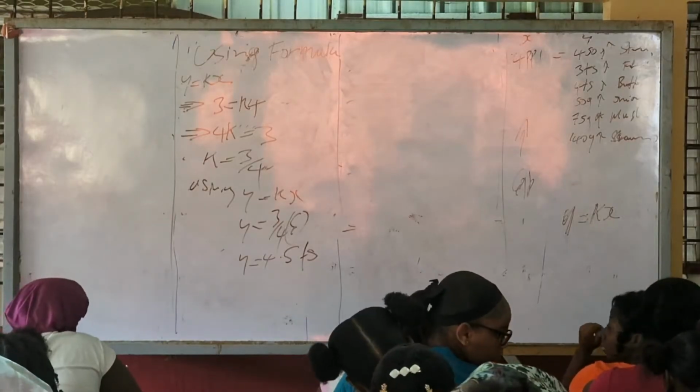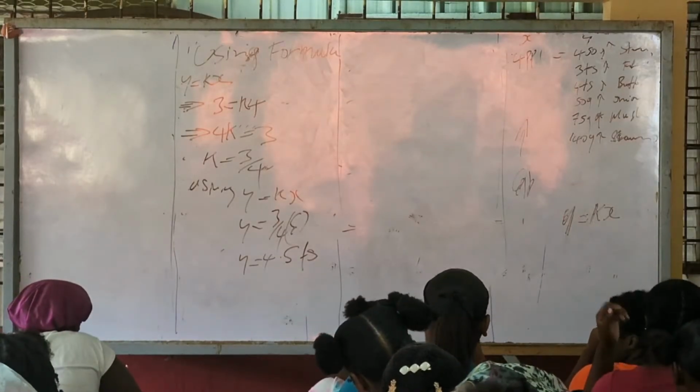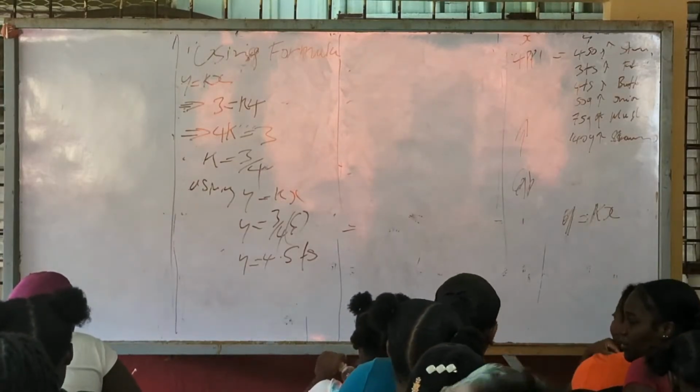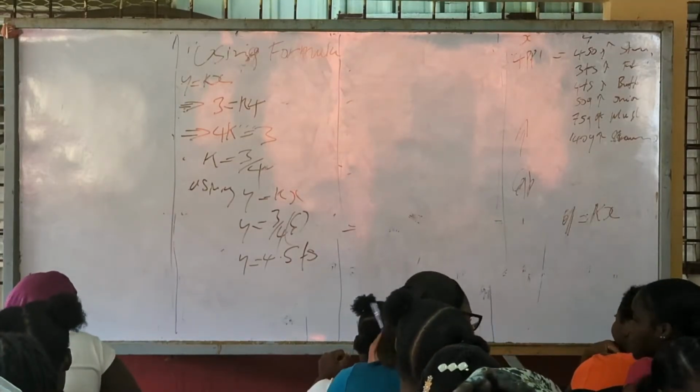Where were you? Which one did you do? Butter. Yeah, but let me see butter. 4 people. Well, 4 butter. What are you writing there?